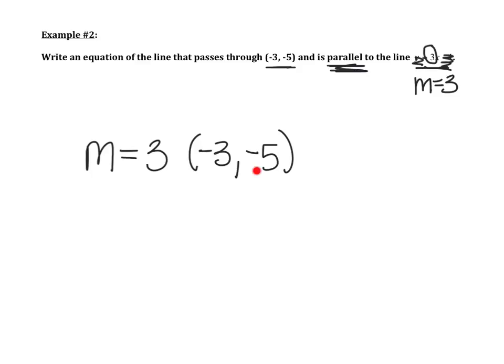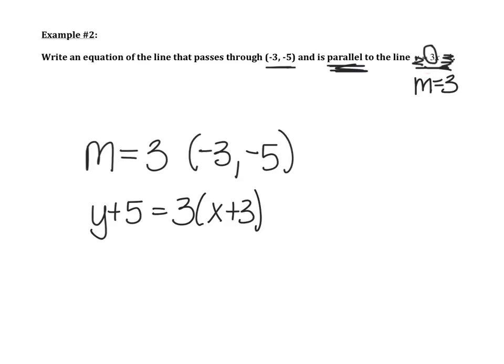I now have a point and a slope, and it just says write an equation of a line that passes through this point parallel to this line. So now I have a point and a slope, so I can write my equation in point slope form. So I'd have y plus 5 equals 3 times x plus 3.